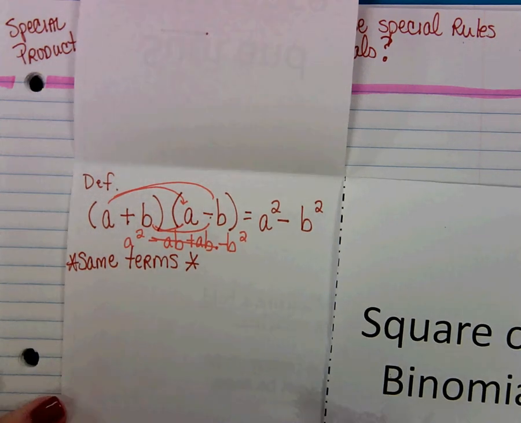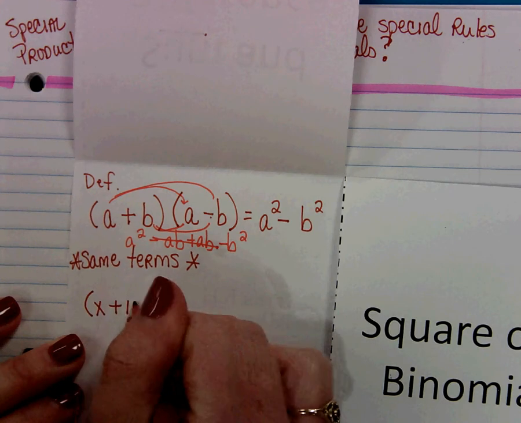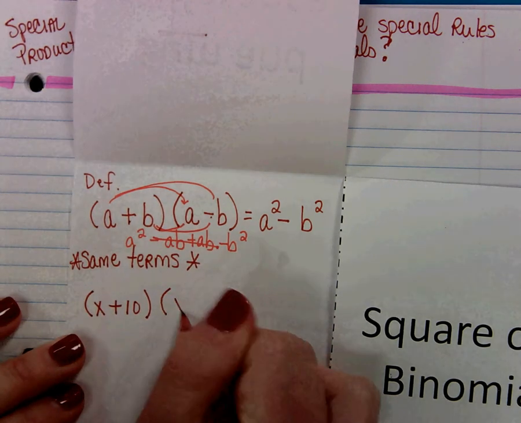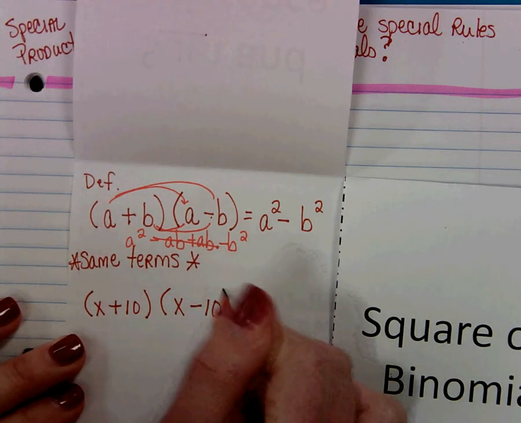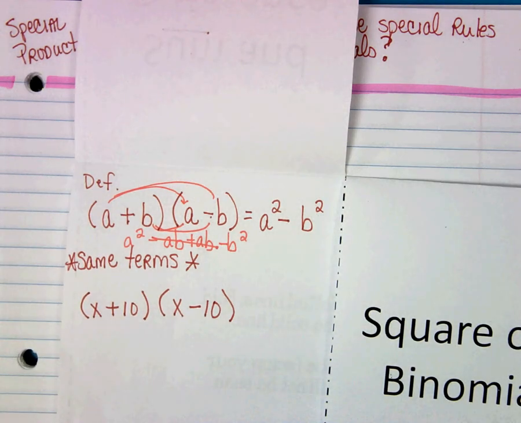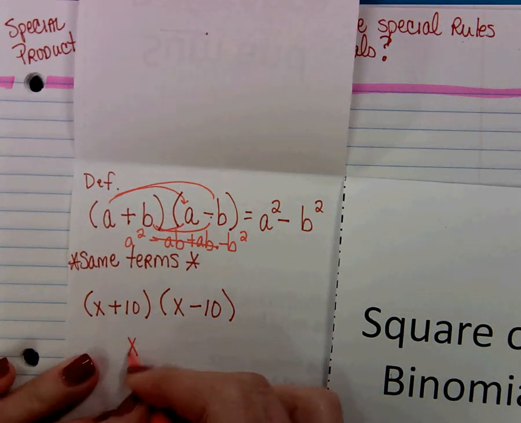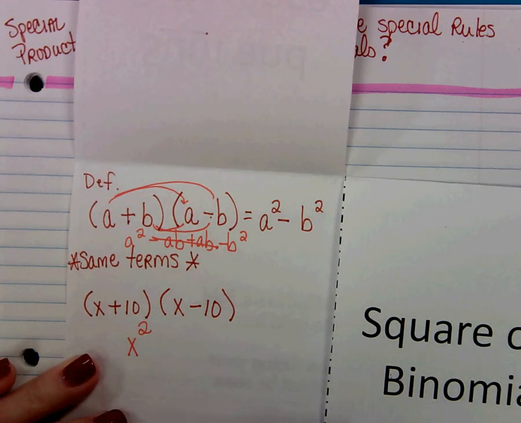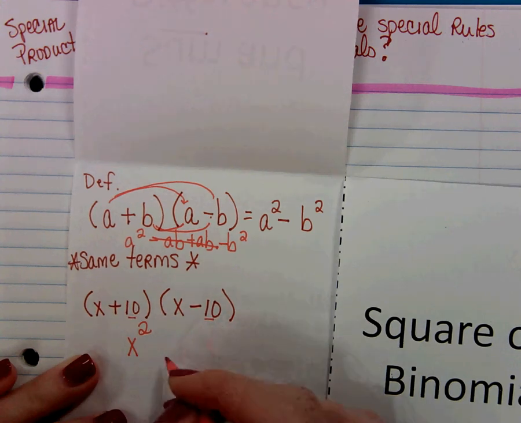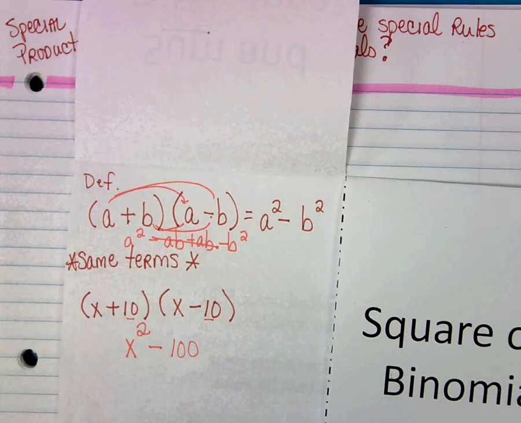Okay, here's another example. If I do x plus 10 times x minus 10, I have the same terms. One is adding, one is subtracting. So all we have to do is square the x, x squared, square the 10, which would be 100, and put a minus sign in the middle. And that's the product.